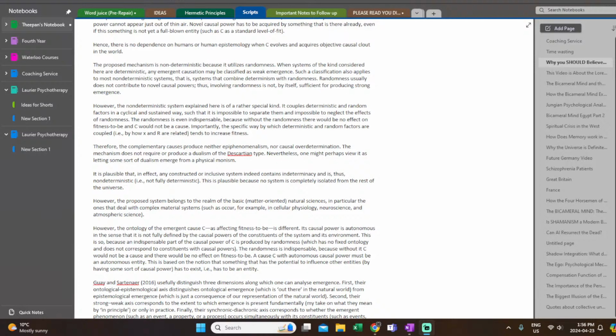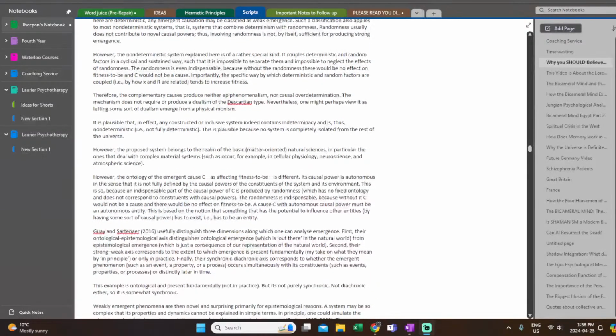And is thus non-deterministic. Not fully. It is possible because no system is completely isolated from the rest of the universe. Okay, I'm not sure what the significance of that is. However, the proposed system belongs to the realm of the basic matter-oriented natural sciences, in particular the ones that deal with complex material systems, such as occur, for example, in cellular physiology, neuroscience, and atmospheric science.